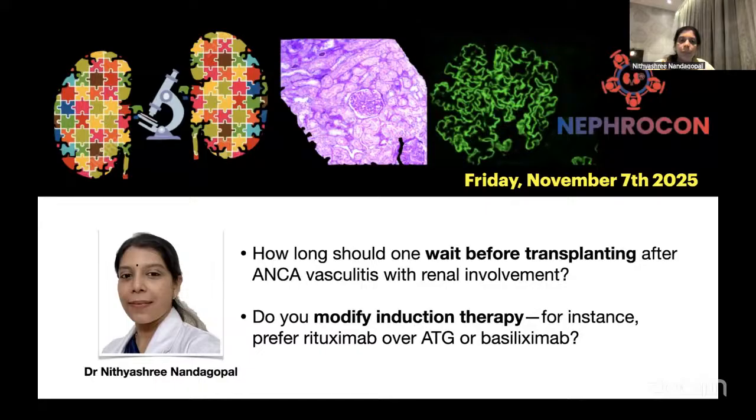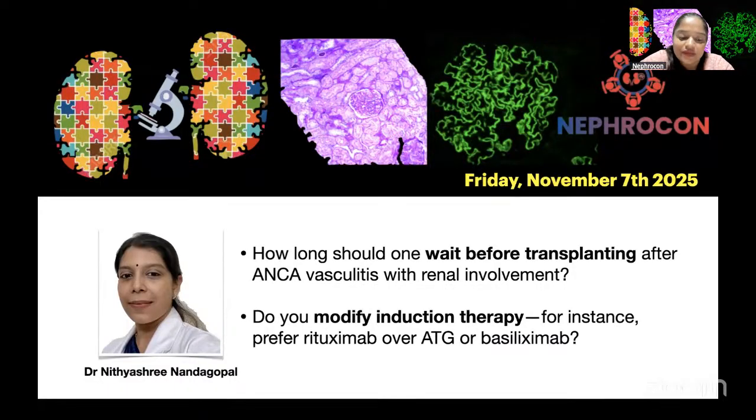Of course, I will keep in mind the cumulative immunosuppression they've received over years before I choose my induction. But in terms of vasculitis, I don't think I'll prefer rituximab over ATG for my induction. ATG versus basiliximab depends on the immunological risk of that particular individual.